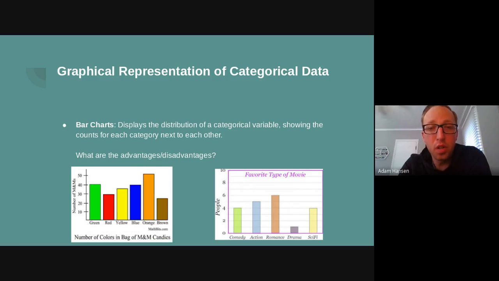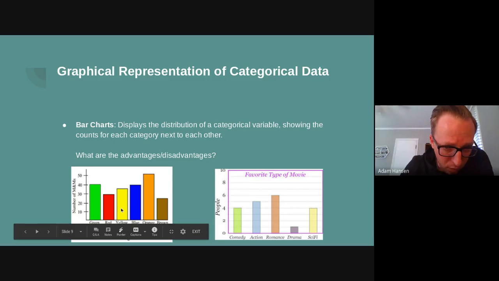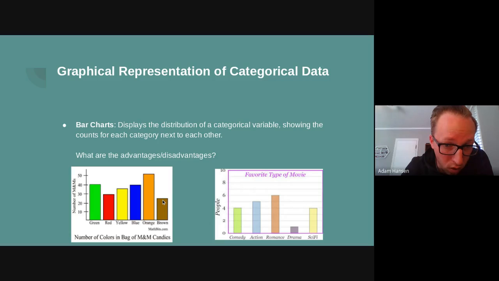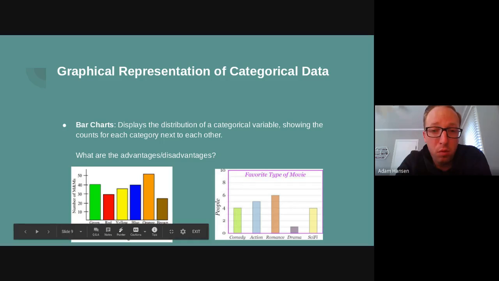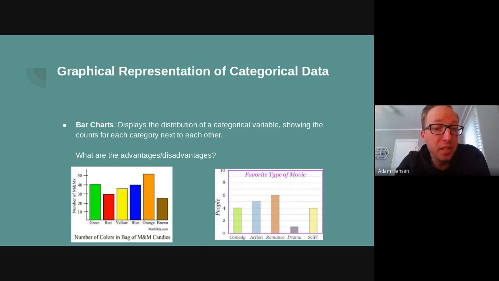genres. What are some advantages and disadvantages? Well, they're easy to read. We can quickly see what was the most popular or least popular, most frequent or least frequent. It kind of depends on the bar graph, but in the one here on the left, I'm not really sure how many brown candies there were. It's kind of in between the 20 and 30. 25, 28. I'm just estimating. Yellow candy's the same way. Less precision, less accuracy when we don't have the actual raw data.